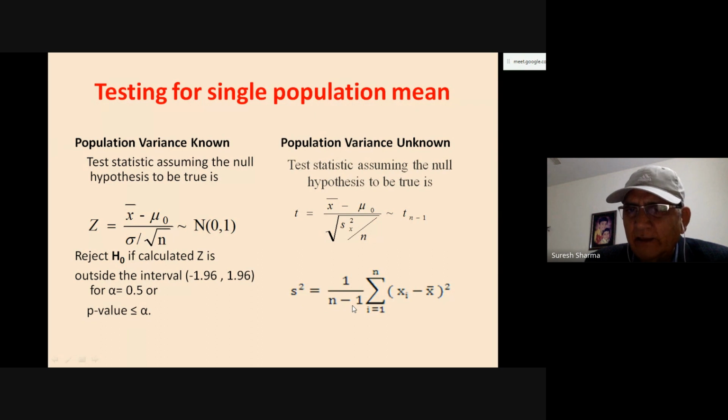Here we are dividing by n minus 1. That will be your degree of freedom, how the S square is computed, right? That will determine the degree of freedom. So this is how one sample problem we can solve, and it will give you a p-value. You just have to compare p with alpha.